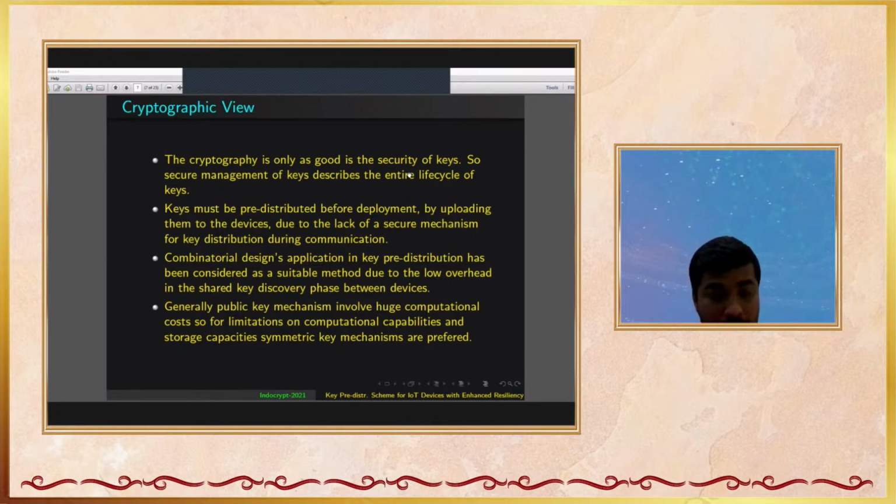For that, we want to roll up the cryptography, and cryptography is only as good as the security of keys. Secure management of keys describes the entire life cycle of keys, and the keys must be pre-distributed before deployment, due to the lack of a secure mechanism for key distribution during communication. The application of combinatorial designs in KP distribution has been considered a suitable method due to the low overhead in the shared key discovery phase. Generally, public key mechanisms involve huge computational costs, so given limitations on computational capabilities and storage capacity, symmetric key mechanisms are preferred.